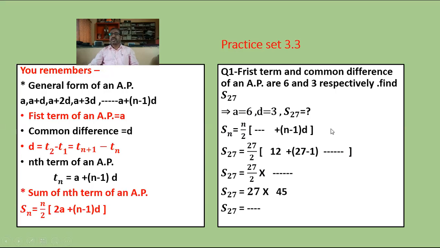Fill in the blanks with the help of the calculation and by using the formula Sn. First, Sn is equal to n upon 2 in bracket 2a plus n minus 1 multiply d. S27 is equal to 27 upon 2 in bracket 12 plus 27 minus 1 multiply d. Then 12 plus 27 minus 1 is 26 plus 12, hence 26 multiply 3, then we get 90. 2 divide into 90, then we get 45. 27 multiply 45 is equal to 1215.